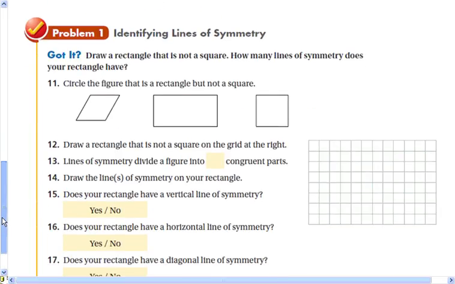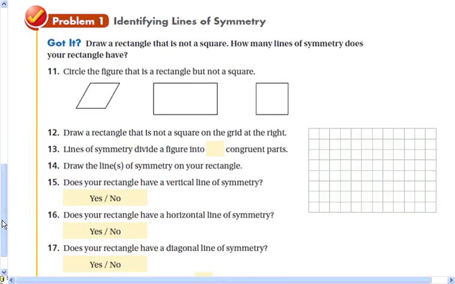Go ahead, you can do this one. Check back with your answers.